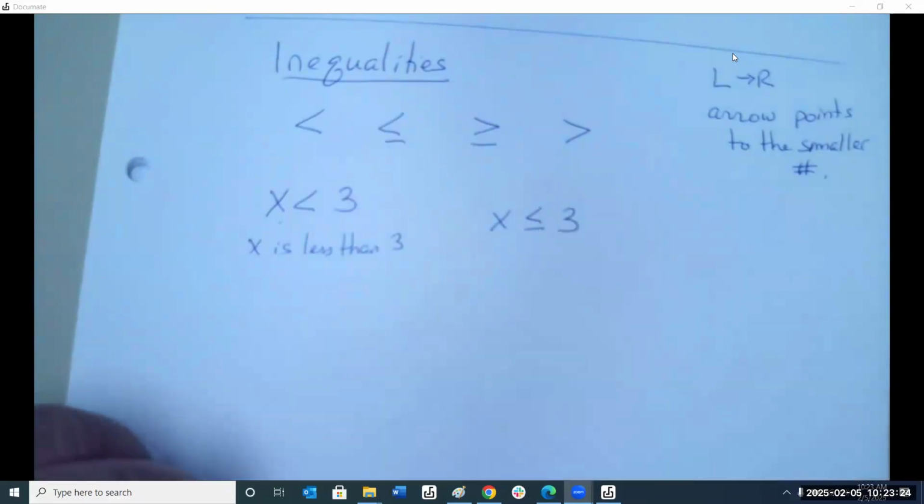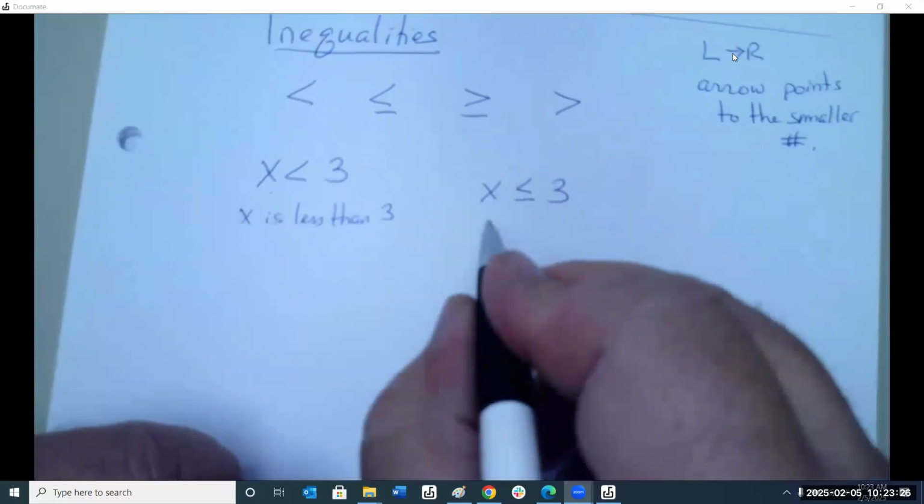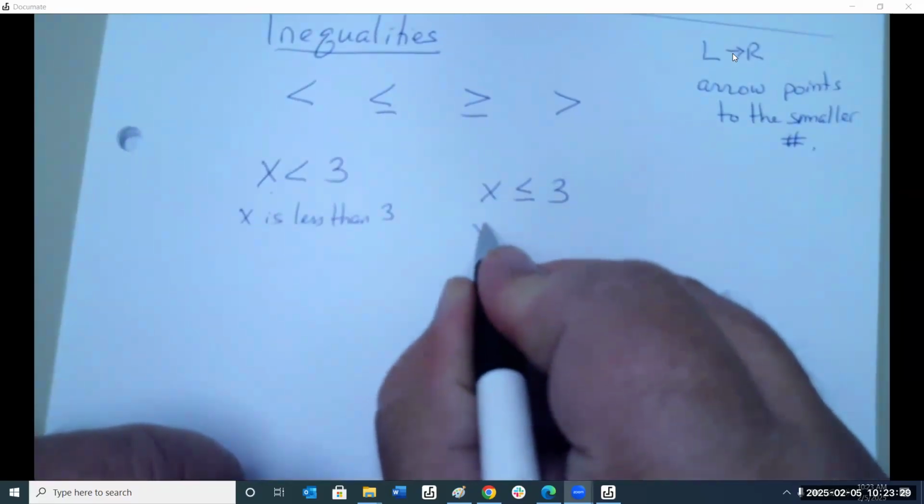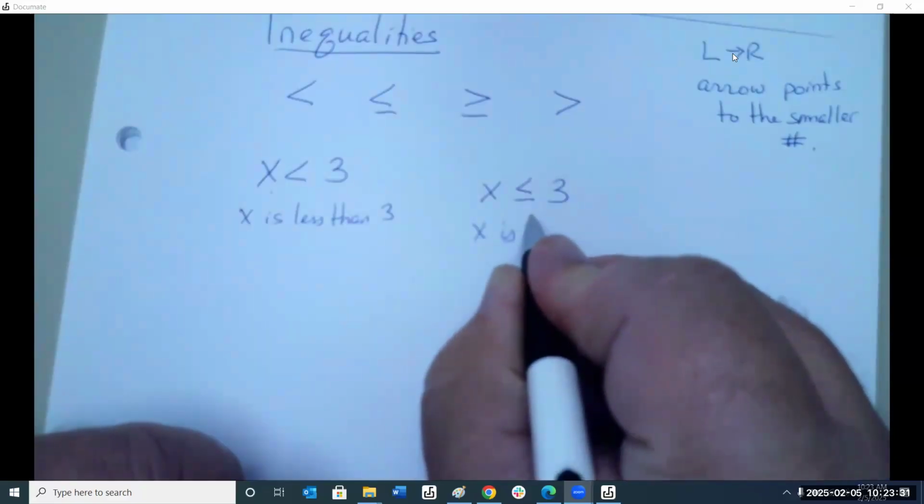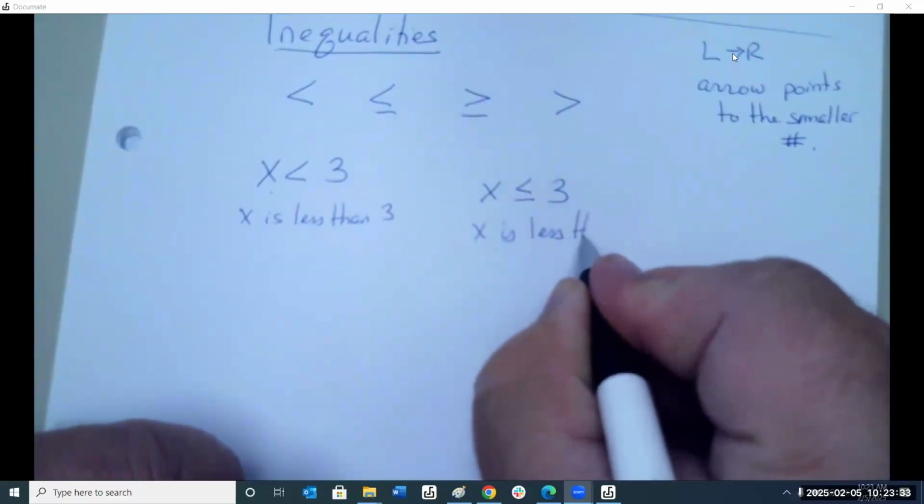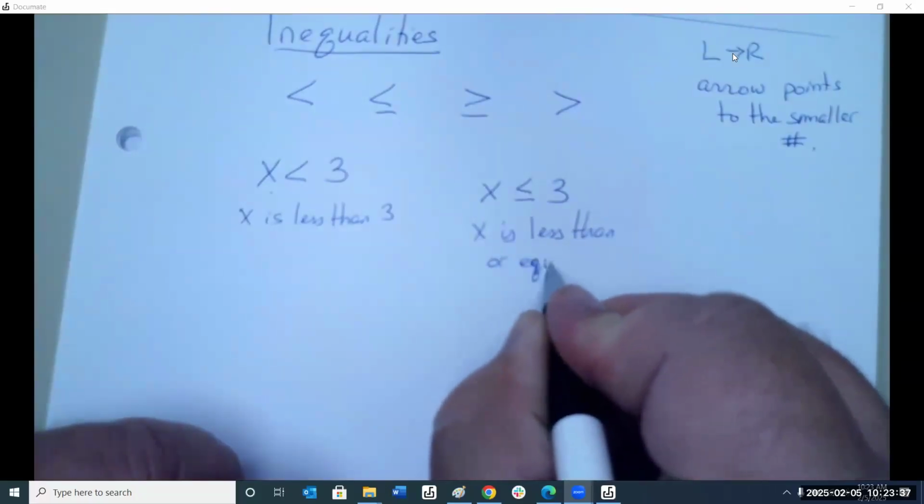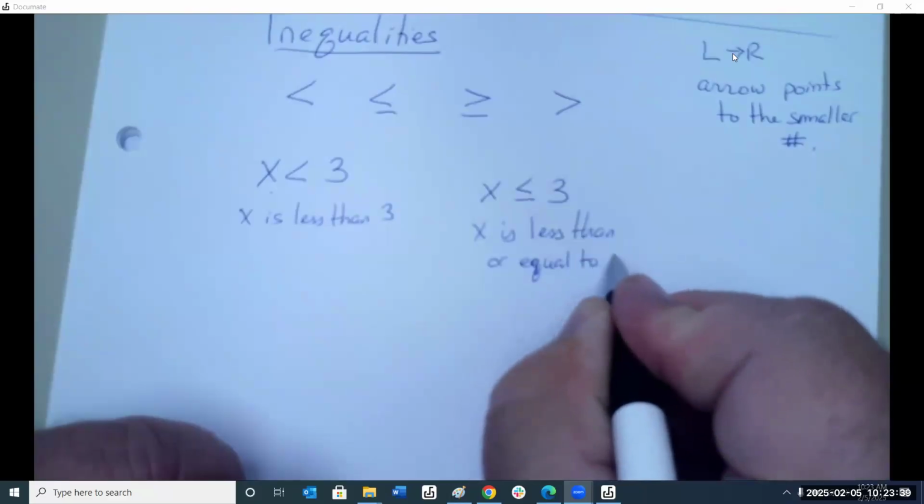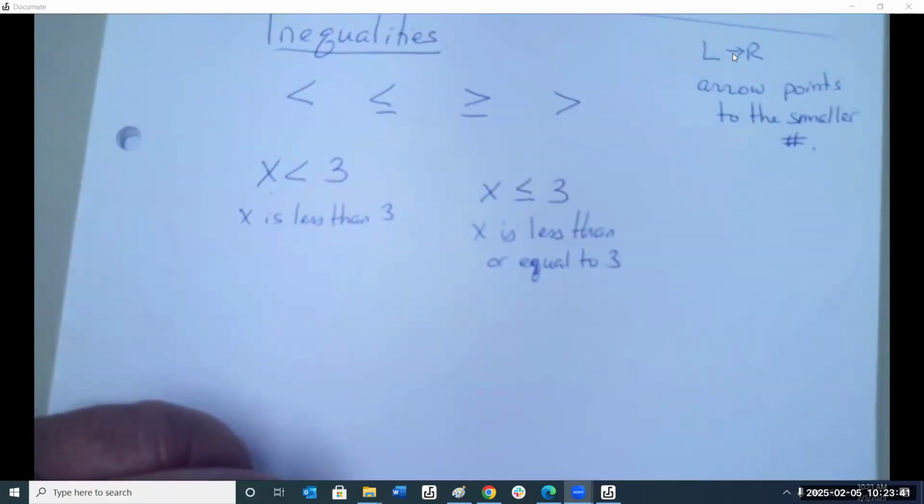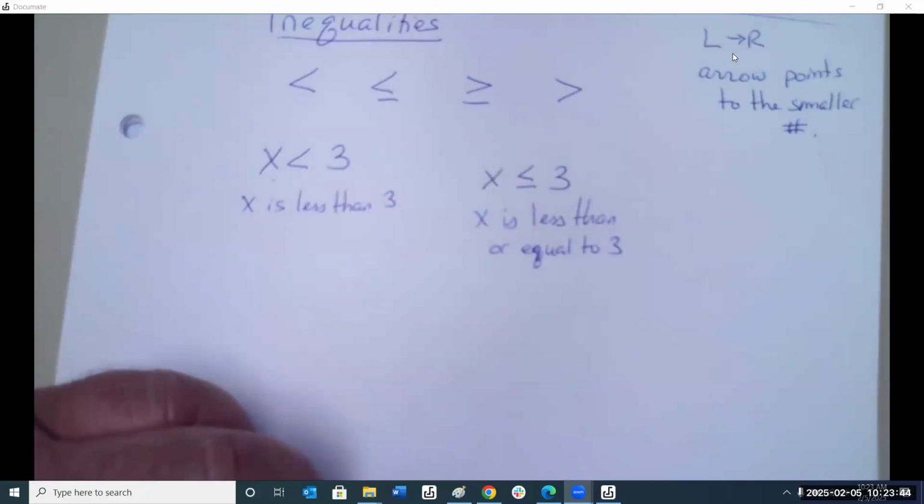How about this one? X is less than or equal to 3. What's the difference between those two?